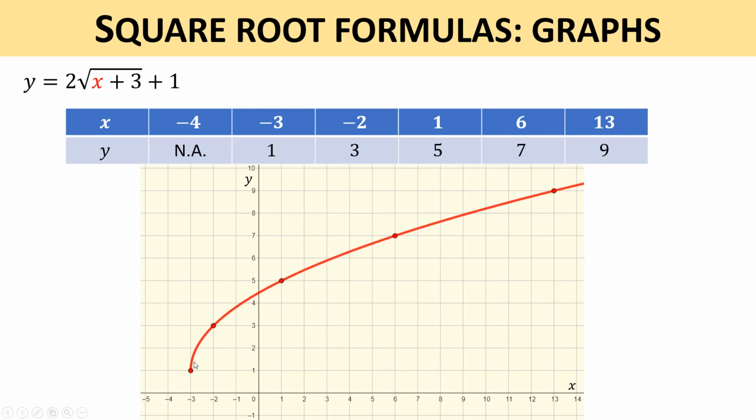But another interesting thing about it is that it has a clear starting point. It starts at x is minus 3, and then for every x value to the right, I can get some y value. But if I go further to the left, then I have to take the square root of a negative number. That is impossible. So for all the x values further to the left, our graph doesn't even exist.